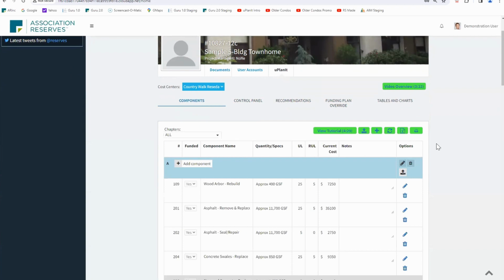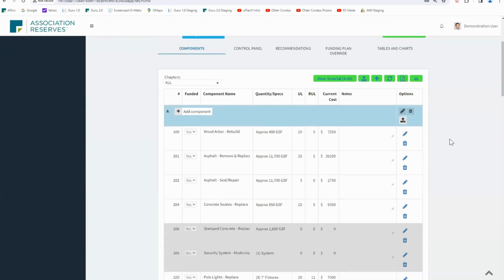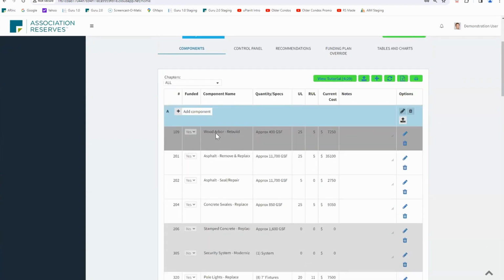Yeah, Robert, I think everything is going to start with the components. What you're looking at here is your component names, so we can identify what we're looking at. You've got some quantities, which tell us how much square footage or how many of an item you have. Useful life is what we expect out of a component when it's constructed correctly and under normal wear and tear. Your remaining useful life is what's actually the ground truth. And then the current cost is the cost for the year of your study.